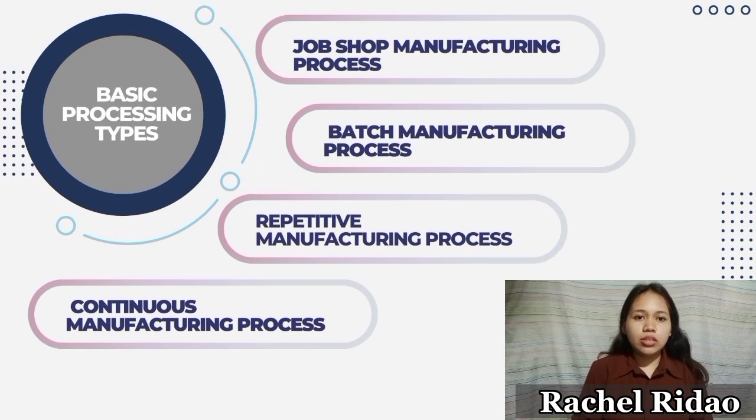Here are the basic processing types. Number 1, job shop manufacturing process. It is used to produce low volume, highly customized goods. This type of manufacturing is highly flexible and able to produce a wide variety of goods specifically for one customer.